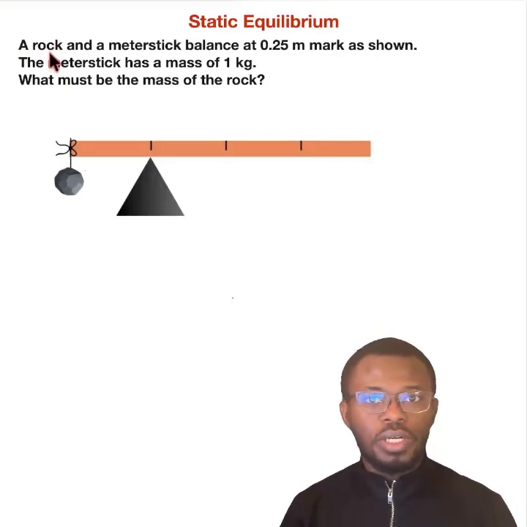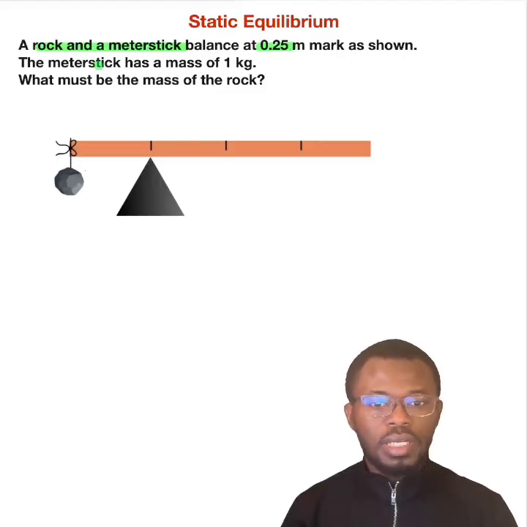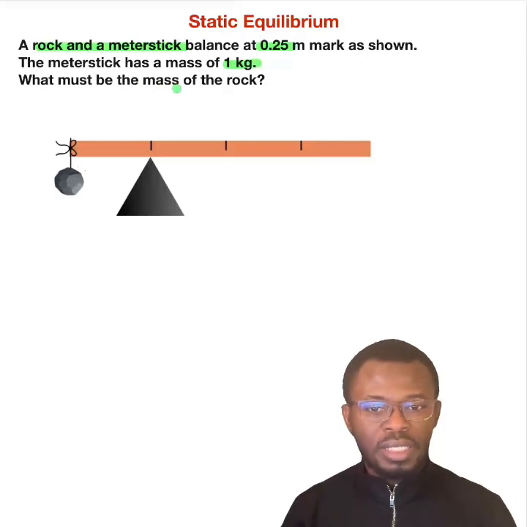In today's video, I'm going to show you how to solve such problems on static equilibrium. Let's look at the problem. A rock and a meter stick balance at the 0.25 meter mark, as shown in this diagram. The meter stick has a mass of 1 kilogram. What must be the mass of the rock?